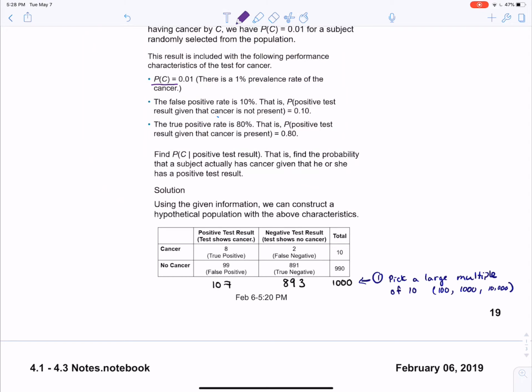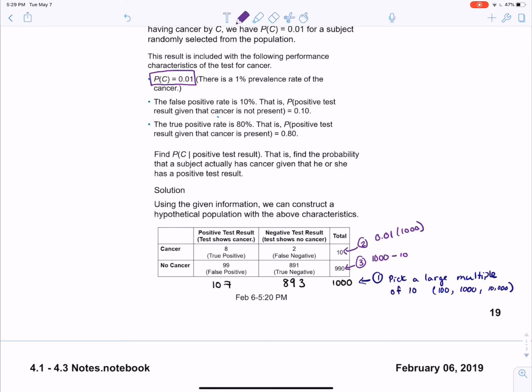So the first thing they told us was that the probability of having cancer for the entire population was 0.01. Notice it's of the entire population, so that's of our 1,000 people. That's where this 10 is coming from. So I'm going to take that 0.01 and multiply it by the total population to get the 10 people that have cancer. To figure out this 990, we can use subtraction. We'll do the total population minus the 10 that's already in that column. That gives us our 990.